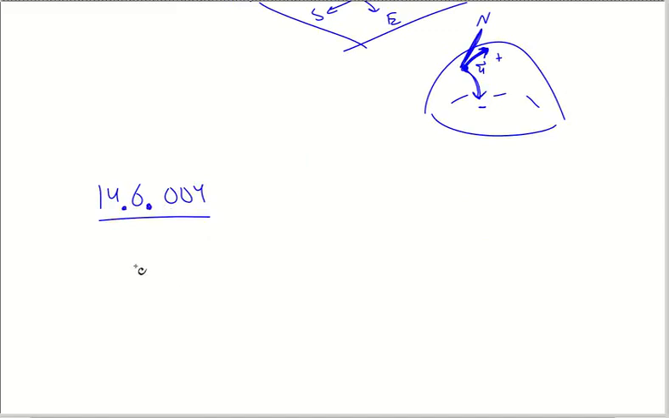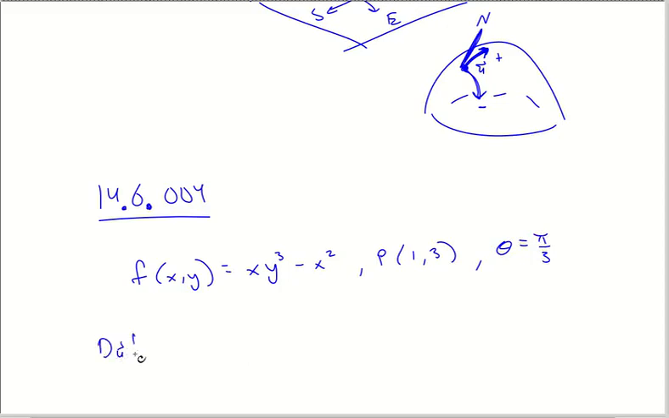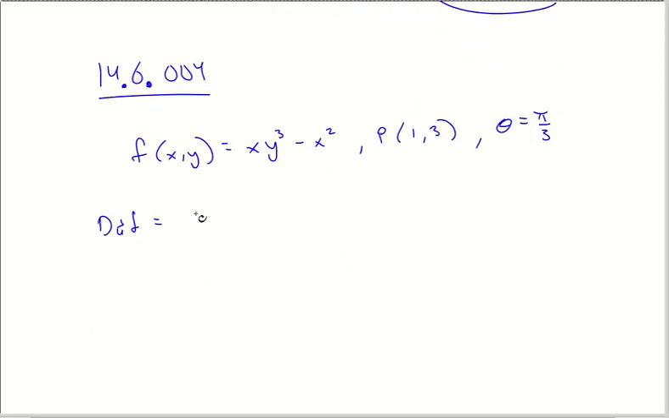14.6.004. I've got f of x, y equal to x y cubed minus x squared. They give me a point (1, 3), and they also say that theta is equal to pi over 3, and they want the directional derivative. So we have to do a little bit of calculus beforehand. Again, that's grad f at p dot, and notice that we have a theta, so this would definitely be the sine and cosine unit circle version that we'll be using.